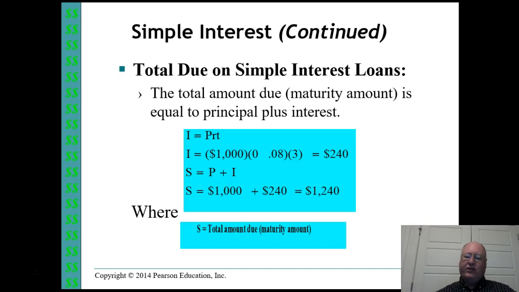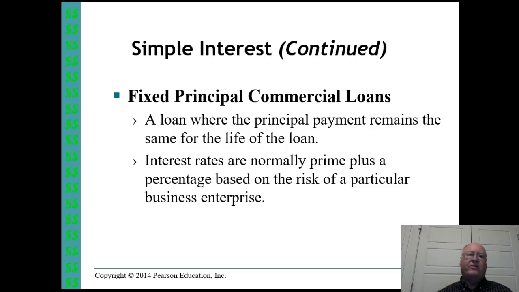Now, one of the things as you talk about simple interest is the fixed principal commercial loan. This is a loan where the principal payment remains the same for the life of the loan, and interest rates on that loan are normally prime plus a certain percentage based upon a particular business enterprise, and banks have different formulas with respect to this. We won't get into all of those various component factors. This is where it's important to understand the time value of money itself and how that's actually calculated.